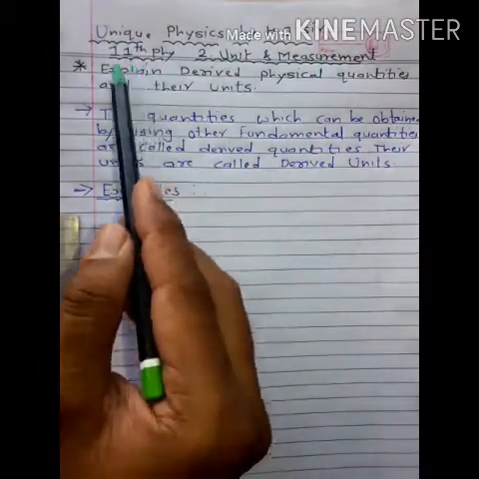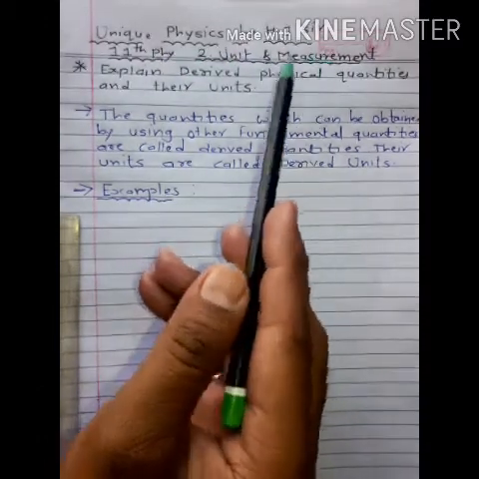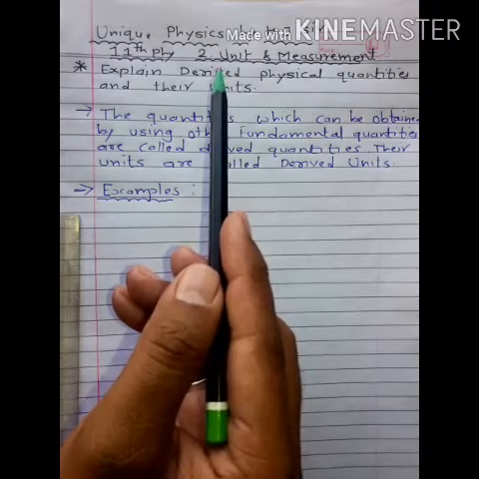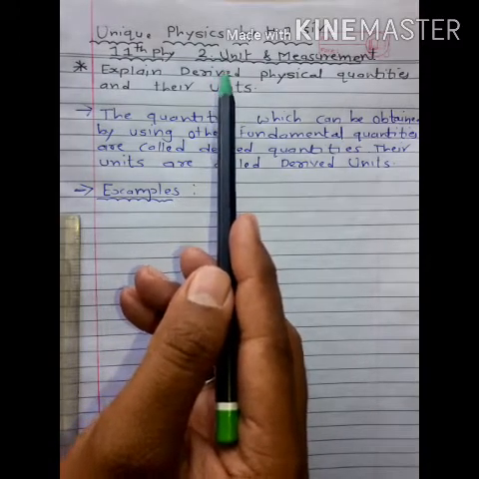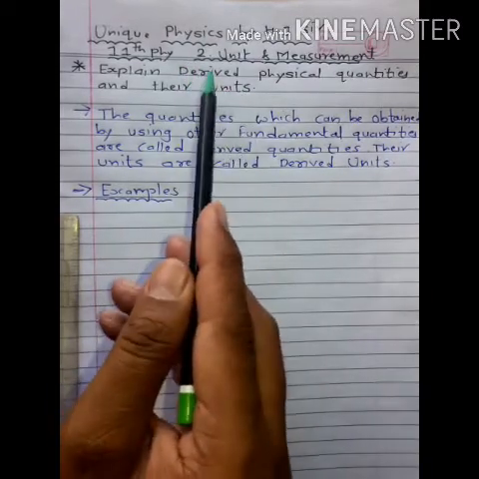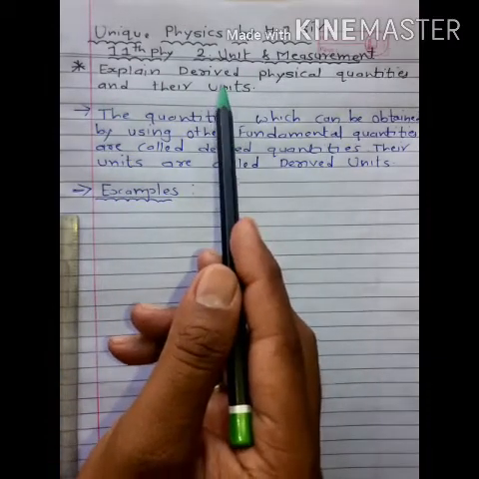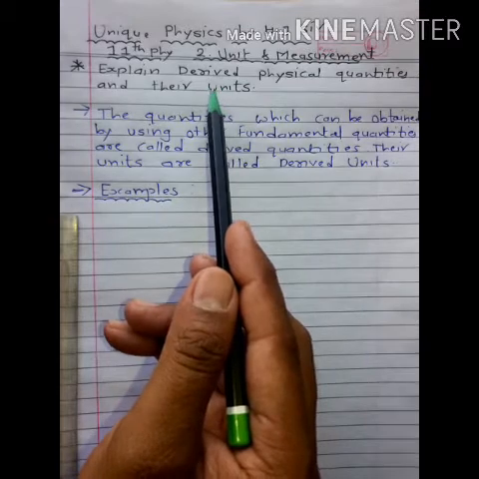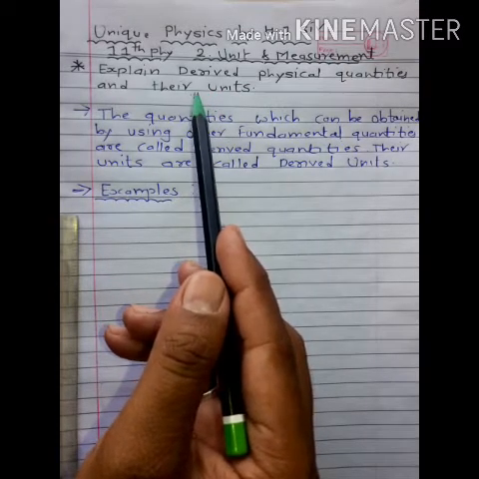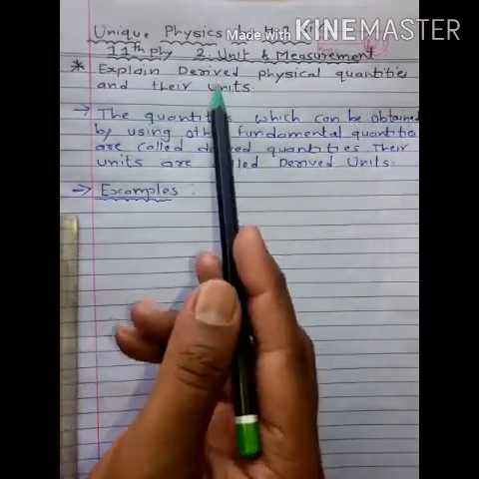Here we discuss 11th Physics, chapter number 2, Unit and Measurement. Last time we explained SI unit and SI table. Now here we are going to explain derived physical quantities and their units. This is an important question of this chapter. Here first of all we explain the definition of derived physical quantities and their unit.